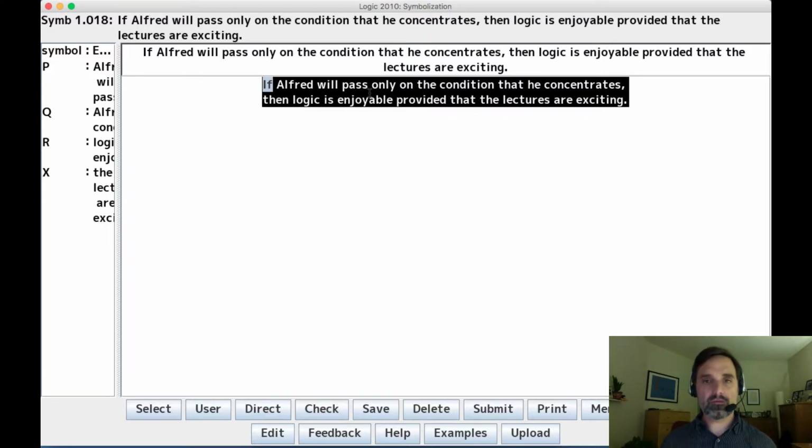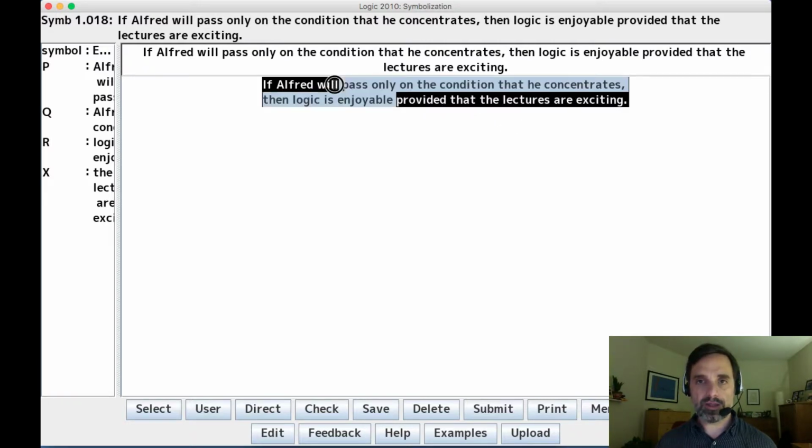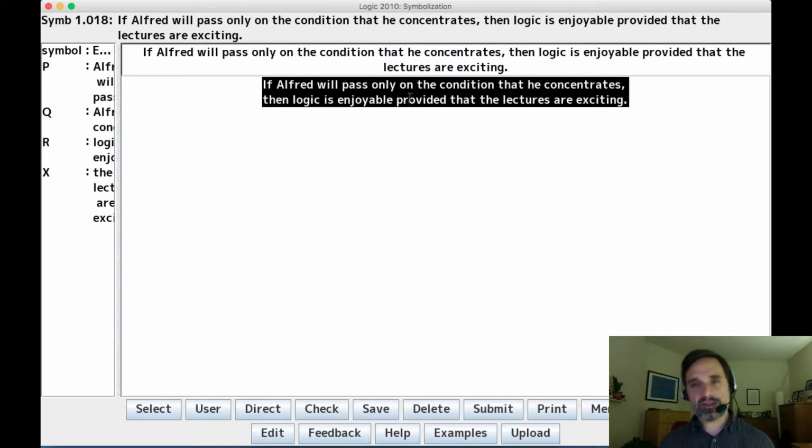So we have this if, we have only on the condition that, we have the then, and we have provided that. So provided that could be the main connective, that would be the antecedent, and the rest of this, which is a sentence, would be the consequent. But that doesn't make the sentence break there, so that's probably not the main connective. We need to check the others. We have only on the condition that. Well, that's definitely not the main connective.